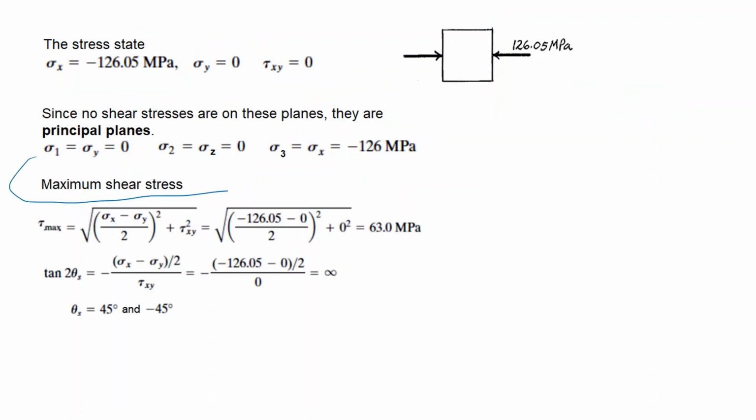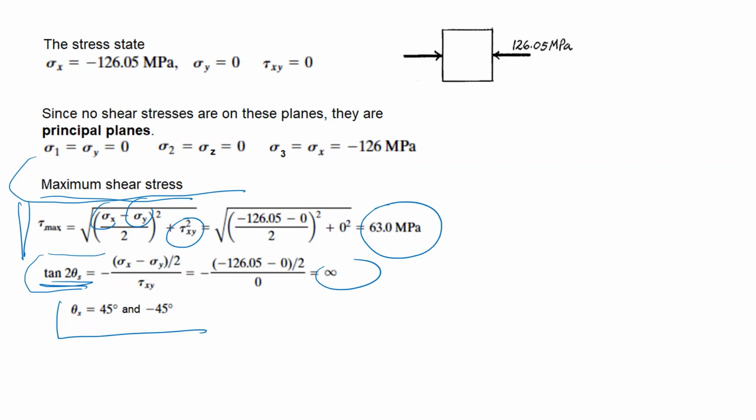For the maximum shear stress, we have such a formula. When you know sigma x, sigma y, and tau xy in plane stress condition, you can calculate this with this formula as 63.0 megapascals. And the orientation of these maximum shear stress planes, you can calculate the tangent of 2 theta, which is infinite, and your theta is 45 and minus 45 degrees.